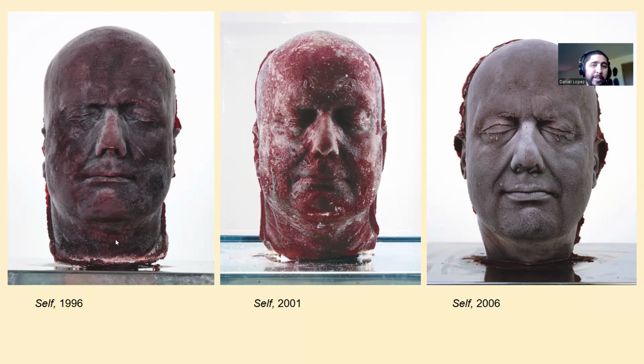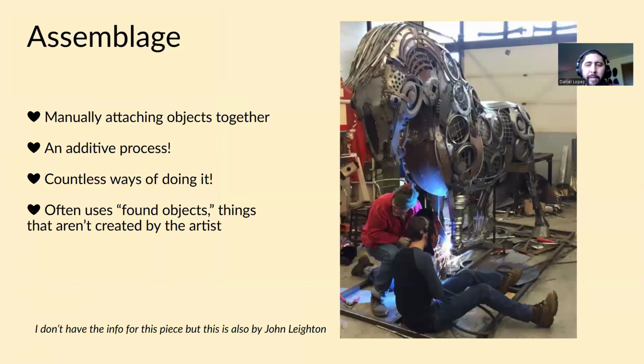Here's his self from 1996 as a representation of himself with his own blood, right? Think about what that could possibly mean and what he might strive to achieve by doing this. All right, assemblage, another type of sculpture process.